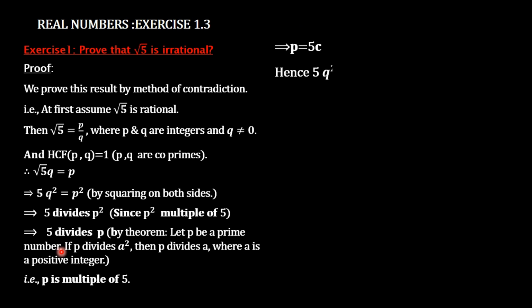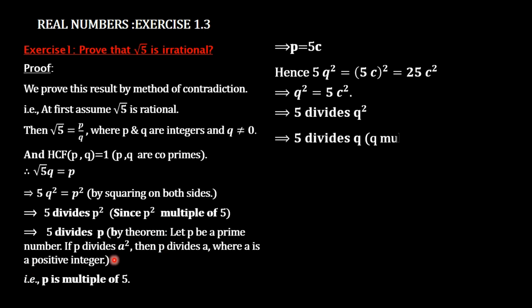That is, 5q square equals 25c square. Here 5 is common on both sides, cancelling each other. q square equals 5c square. If q square equals 5c square, then 5 divides q square, and then what can we conclude? 5 divides q, from this theorem. Then if 5 divides q and 5 divides p, what can we conclude? 5 is a common factor of p and q.